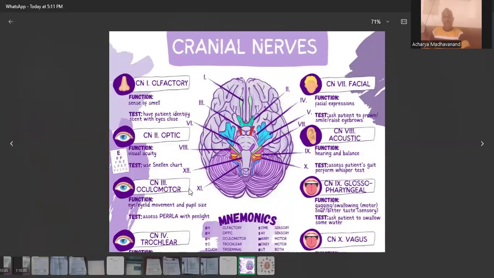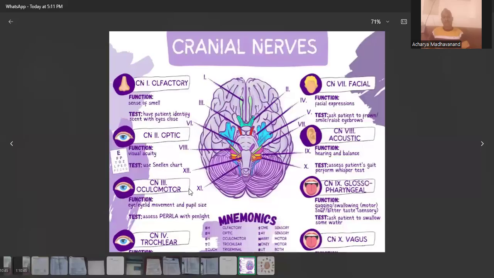Then fourth is the trochlear nerve, superior oblique muscle. This is controlling our eyes, the superior oblique muscle. So when there is any problem looking upward and downward, then you can use this nerve. This is associated with heart.